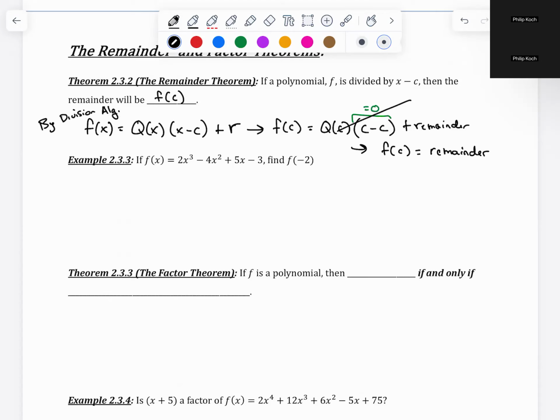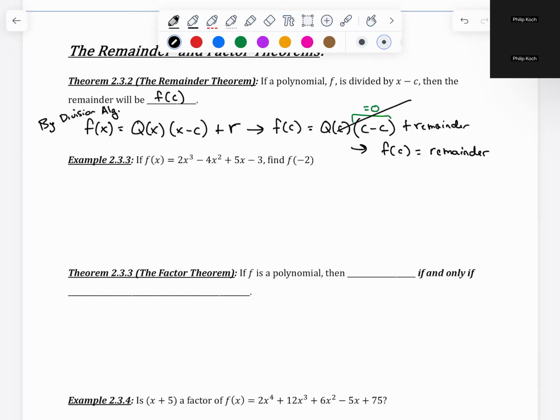You get that. Now, back in the day, back in the old times, way, way long ago, when Newton was around and all those people, this was a very, very useful way to figure out values because it allowed us to use a quick division. So imagine this one. If f of x is equal to 2x cubed minus 4x squared plus 5x minus 3, find f of negative 2.